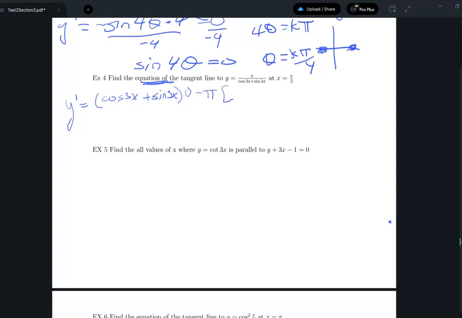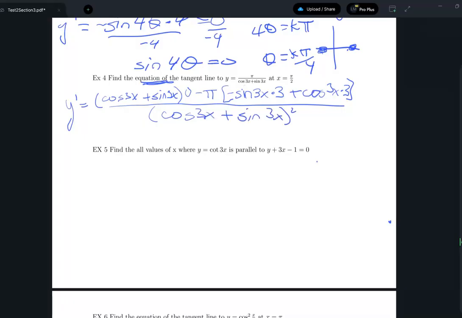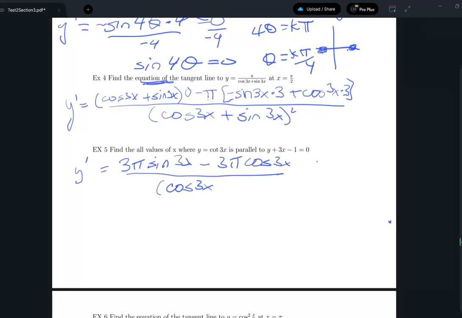So the derivative of cosine of 3x will be negative sine of 3x times 3, right there. And then the derivative of sine is cosine of 3x times 3, all over the denominator squared. Okay, so what does that give us? Y prime. I'm just going to simplify this a little bit. I'm going to multiply the pi through. So I'll get a positive 3 pi sine of 3x minus a 3 pi cosine of 3x, all over this squared.